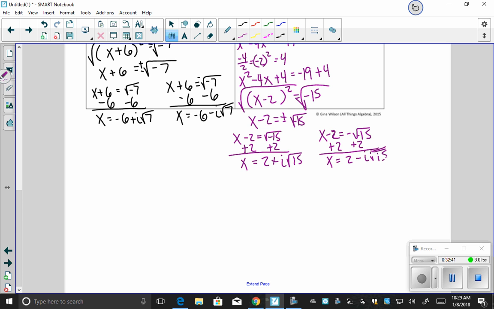That skipped really bad. I'm going to try to rewrite that. 2 minus i square root of 15. That skipped really bad. I don't know why it's skipping. So that these are my final answer.